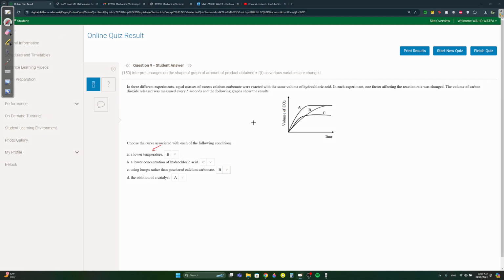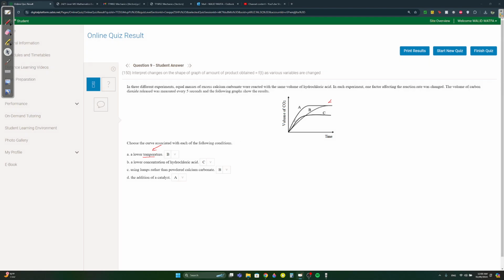Lower temperature. Will the final product decrease or change if you're only changing the temperature? No. Remember, it will only change the final product if you change the concentration of the limiting reactant. In this case, we're changing only the temperature, and it's a lower temperature, so it will only affect the rate. And if it only affects the rate, that means it will affect the steepness of the curve. And since it's lower, it has less steepness, so it will be B.